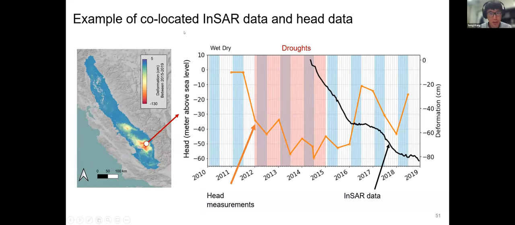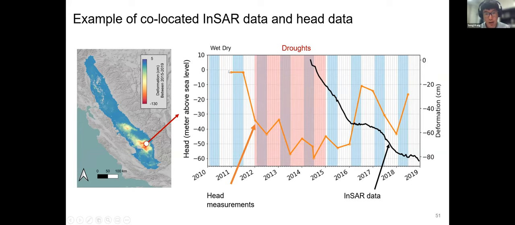This is an example of co-located InSAR and head data located here at the Kaweah sub-basin. The x-axis is time, the left-hand axis shows the head measured from the confined aquifer, and the right-hand axis shows the surface deformation measured by InSAR. The blue color means the wet season, and the white color means the dry season. Blue means there is more precipitation, and white means there was no precipitation. The period between 2012 and 2015 was a drought period.